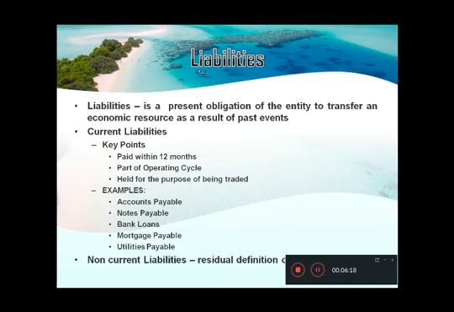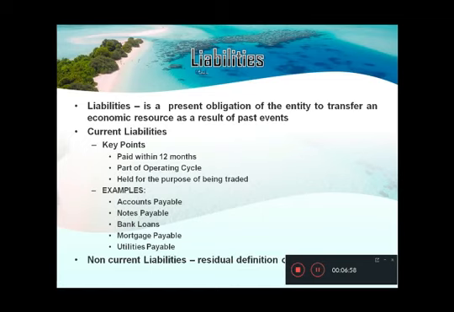Liabilities is a present obligation of the entity to transfer an economic resource as a result of past events. So, current liabilities, key points: paid within 12 months, kagaya ng nandoon sa current assets, part of the operating cycle, and held for the purpose of being traded, hindi held for the purpose of trading. Iba yun. Being traded is, kunwari galing yung accounts payable mo sa pagbili ng isang asset na held for trading. So, yun yung purpose of being traded.